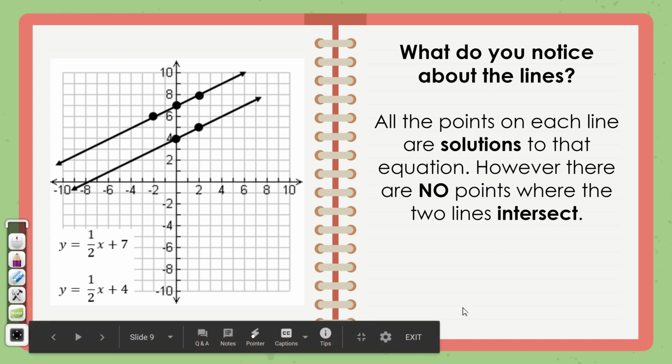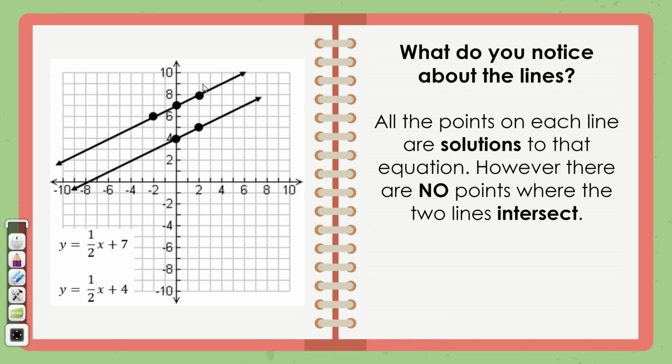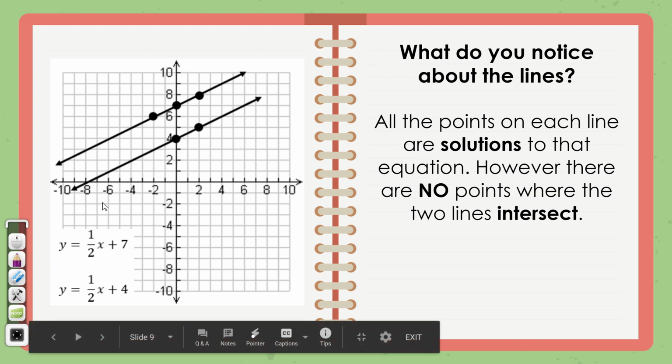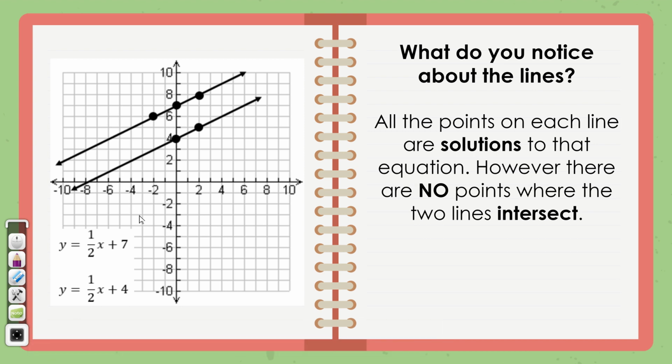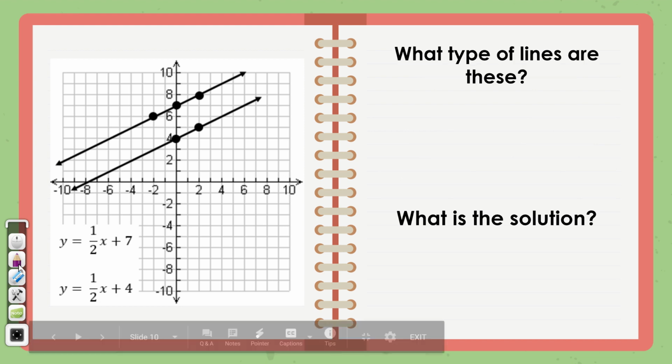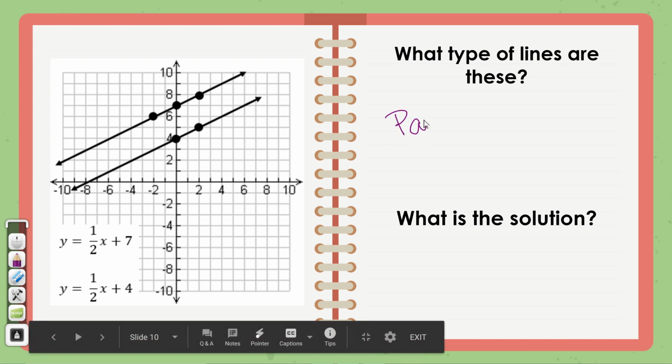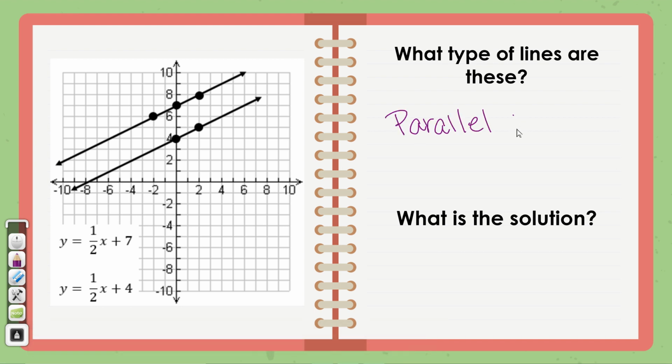Fill in those blanks on your notes, number 2. So all of these points will solve our first equation, 1/2 x plus 7. And all of these points solve my second equation, 1/2 x plus 4. But since they don't intersect, that means that what? Is there a solution that solves both of them? No. So we call these parallel lines, and there is no solution that works for both of them.